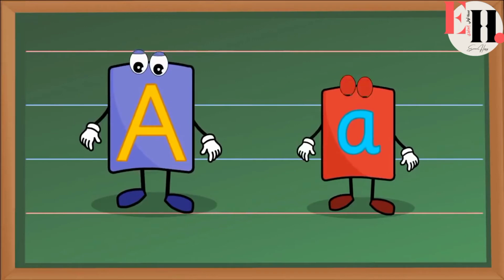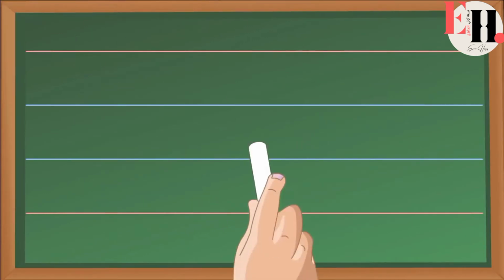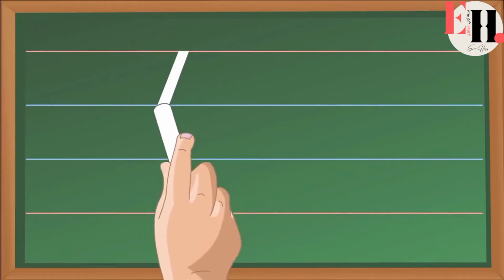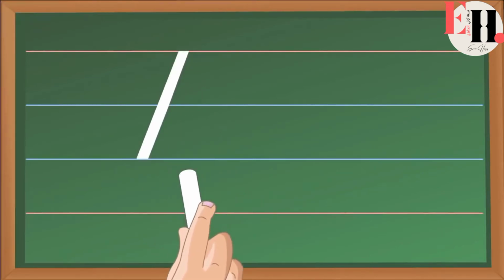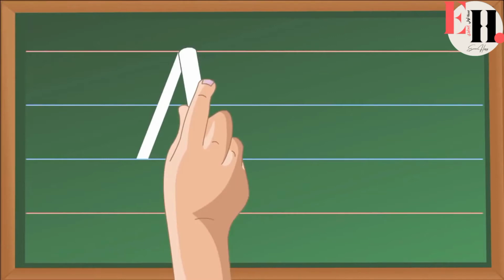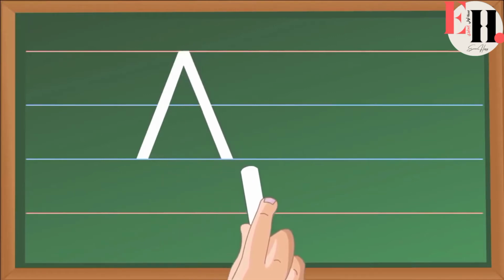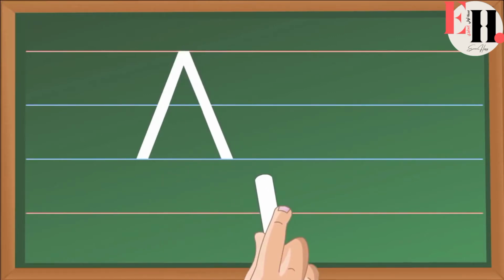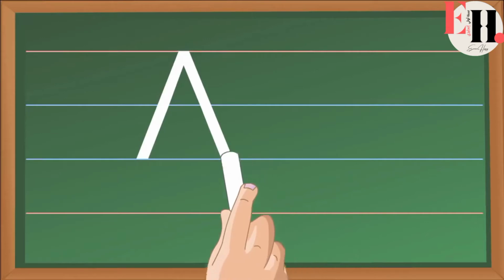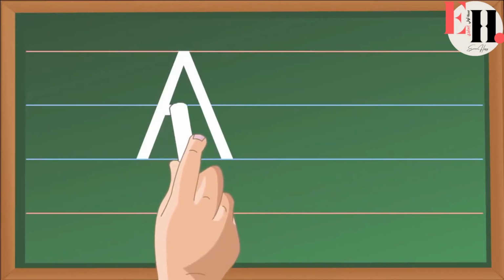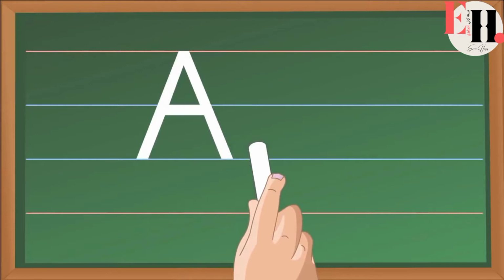A. Capital A. Start from the top and draw a slanting line downwards. Go to the top and draw another slanting line down to the opposite side. Now, go a little below the middle and draw a sleeping line across.